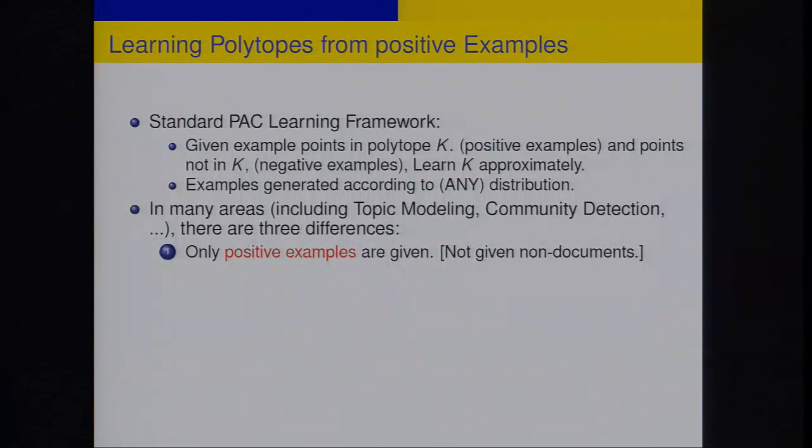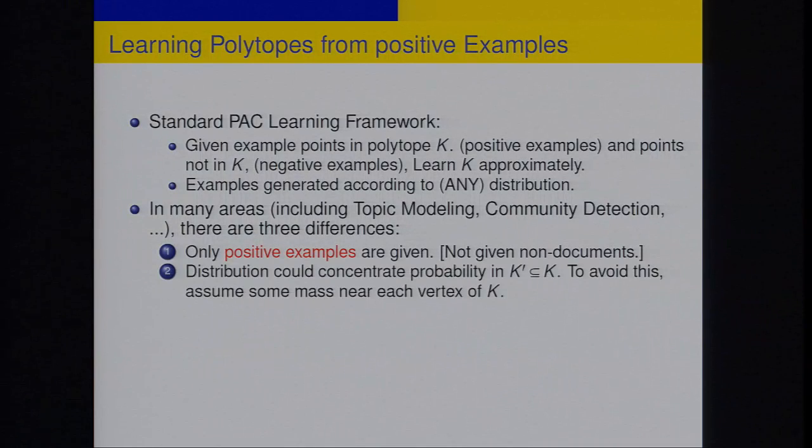For example, topic modeling will be one of the examples I give you. You're never given non-documents in topic modeling, or in Gaussian mixtures, you'll never be given non-examples, right? So you'll be given only examples. That's all I'm saying here. You can think of it as unsupervised learning.